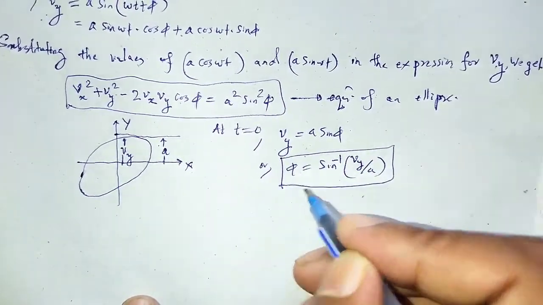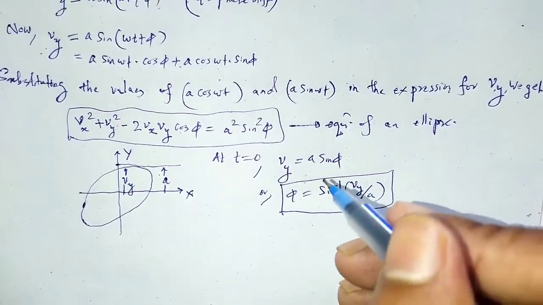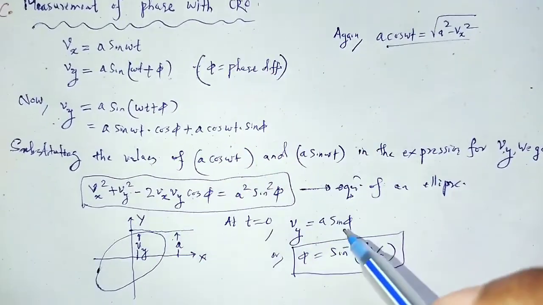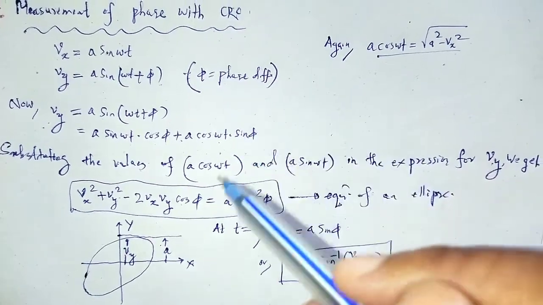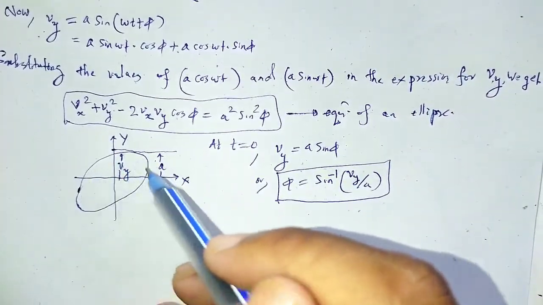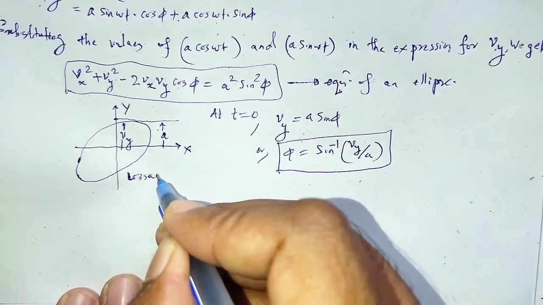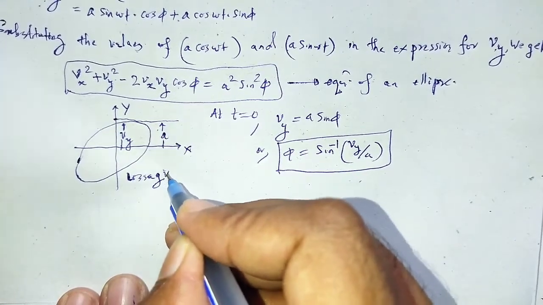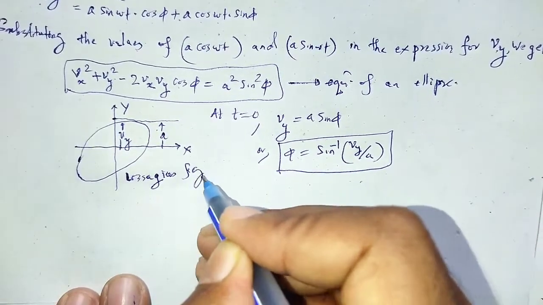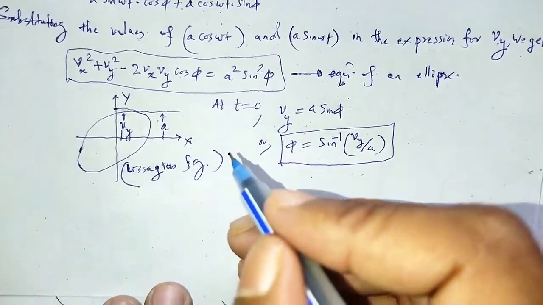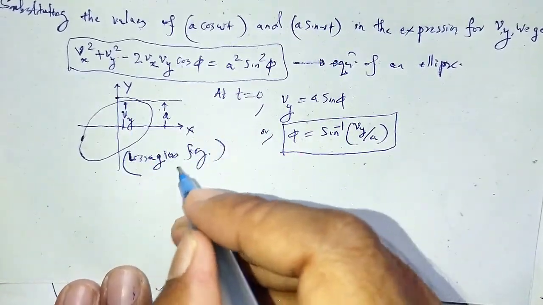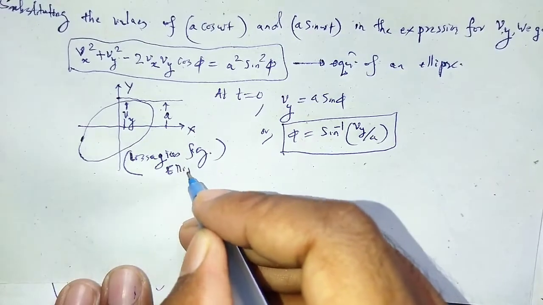So the phase difference is calculated just like this in the case of a CRO, by taking the Lissajous figure. The Lissajous figure is an ellipse.